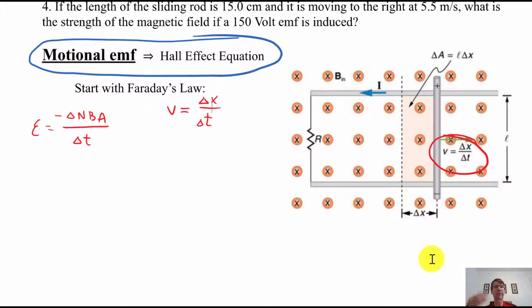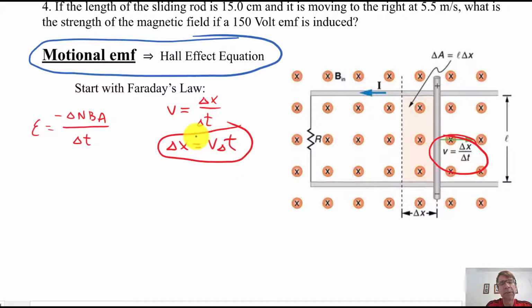Distance or displacement over time. This could be speed here. It doesn't matter. You're going in a straight line. Delta x over delta t. Now, here's the thing. If you take that equation, that means that delta x equals v times delta t, or just v times t. So I'm just rearranging that equation. All right, that's important. I'm going to use that in a second here.